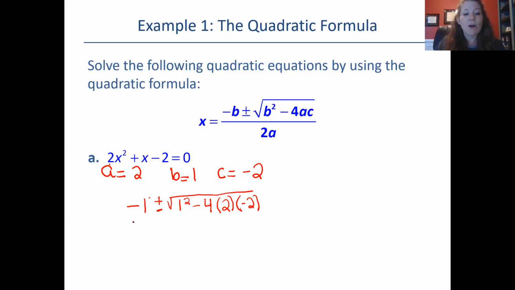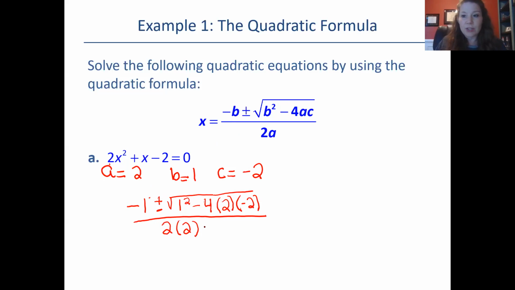And then it says all over 2a, because a lot of people will stop and think it's only over, 2a is only under this part, but it's over the whole thing. The whole thing gets put over 2 times a, and once again, a is the number 2. Okay, so I just plugged all of these variables right into the equation.